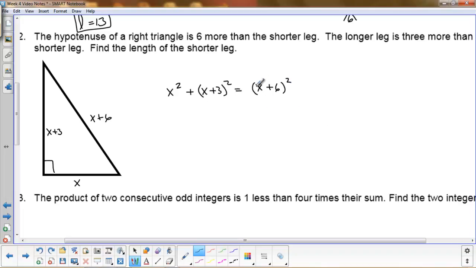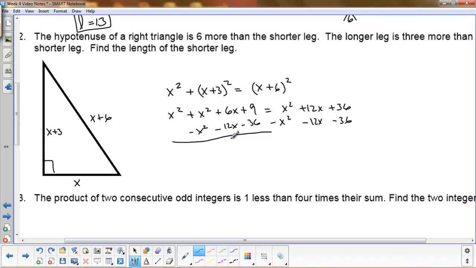I'm going to go ahead and multiply out these perfect square trinomials. X squared plus x squared plus 6x plus 9 equals x squared plus 12x plus 36. I have more x squareds on the left side, so I'll be moving everything on the right side to the left side to set this up in standard form. Line up and combine my like terms to give me my factorable quadratic.